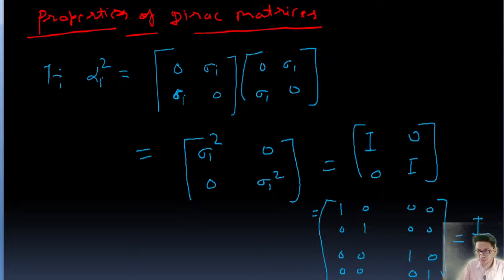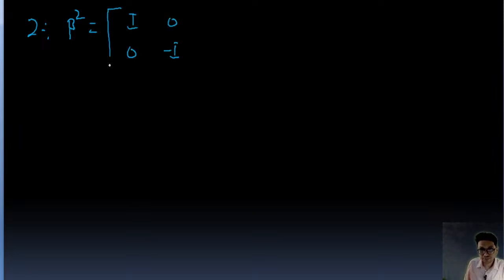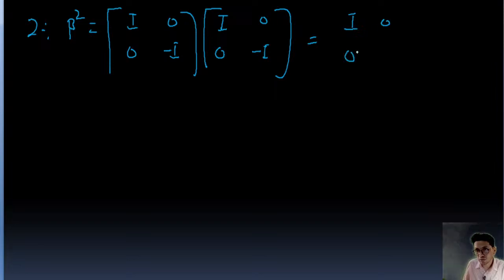Now next is this one. This is beta. Beta squared is beta times beta, you know, right? So this is going to be the matrix with I, 0, 0, minus I, and the square is going to be I, 0, 0, I. So alpha squared is equal to I, that is the identity matrix, and beta squared is also equal to I, the identity matrix. So these are two properties.